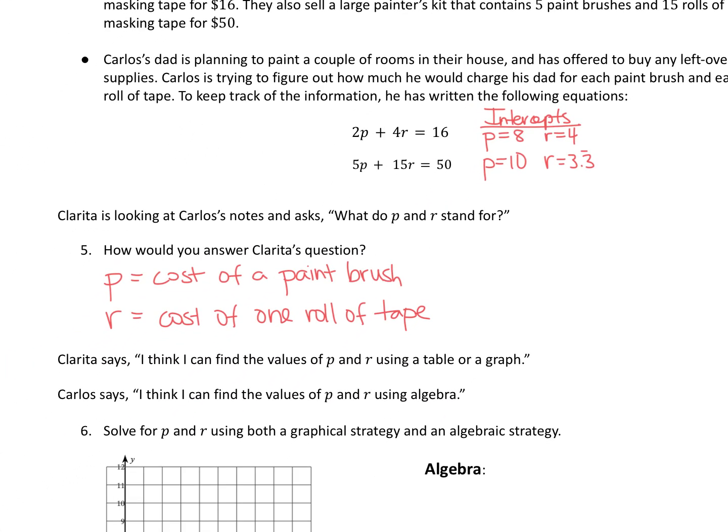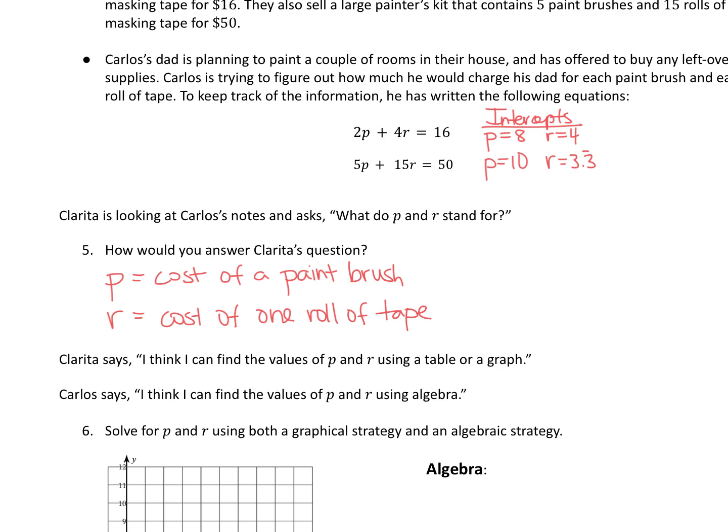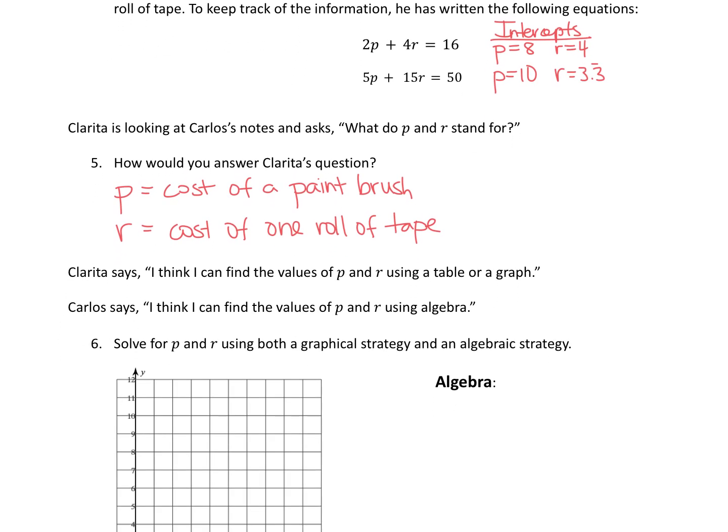All right, Clarita says, I think I can find the values of P and R using a table or graph. Carlos says, I think I can find the values of P and R using algebra. All right, so we're going to show both a graphical strategy and an algebraic strategy. That's why I found those intercepts over here, it's going to help us graph it very easily.